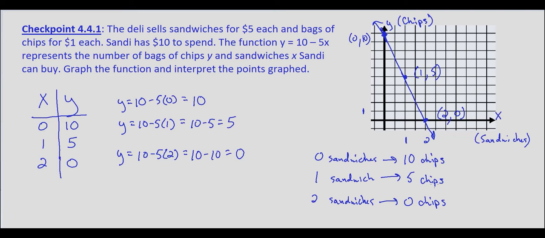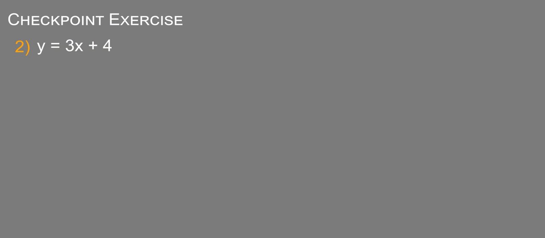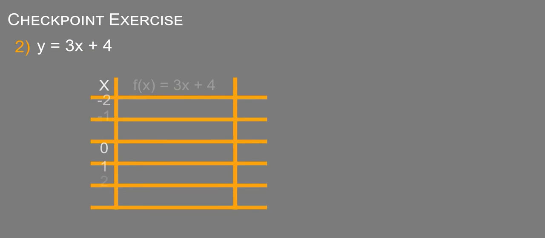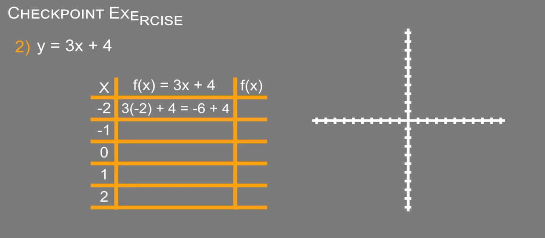Now with number 2, we are told to graph y equals 3x plus 4 and make a function table before graphing. So I've already set up the function table and the graph. We'll determine f of negative 2. So 3 times negative 2 plus 4 equals negative 6 plus 4, which equals negative 2. So we'll plot the point negative 2, negative 2.